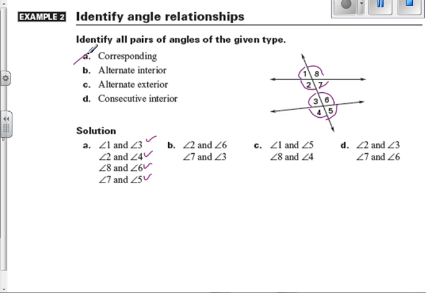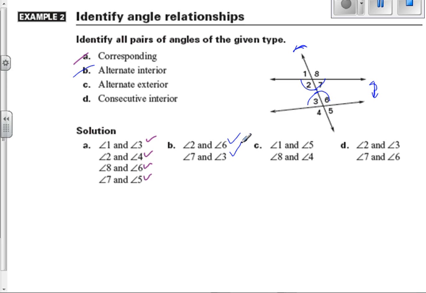All right, if I look at B, alternate interior, let me erase this real quick. Okay, blue. So remember alternate is on both sides of my transversal. Interior would be in between my two lines, so I'm looking at 2 and 6, and I'm looking at 7 and 3. All right, so 2 and 6, 7 and 3.